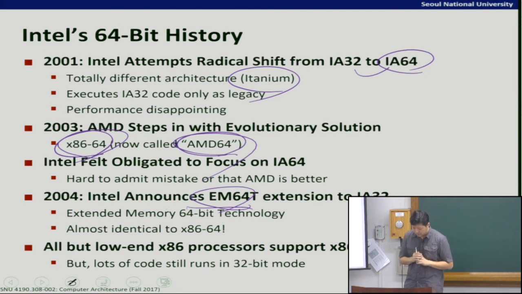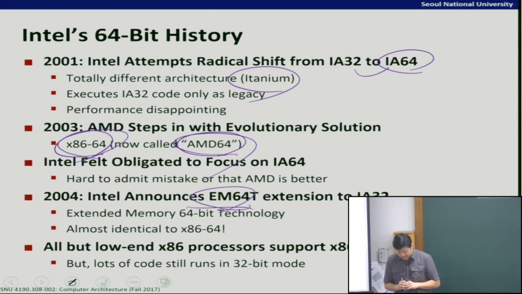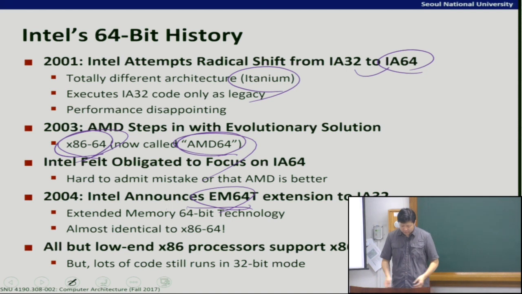Okay, so that's kind of the brief history. Today's laptops and desktop processors support x86-64, except for very low-end x86 processors. So that's the 64-bit ISA. x86-64 is the dominant ISA in today's market.